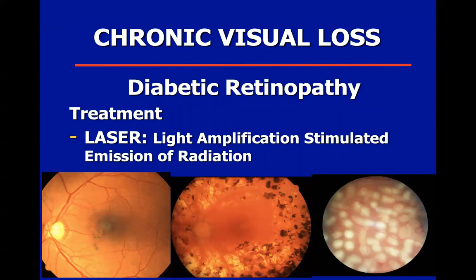The treatment for both, whether non-proliferative or proliferative, is laser. Laser simply means light amplification by stimulated emission of radiation. So if it's just non-proliferative, we do the laser here around the macula. If it's proliferative, we do the whole retina away from the macula.